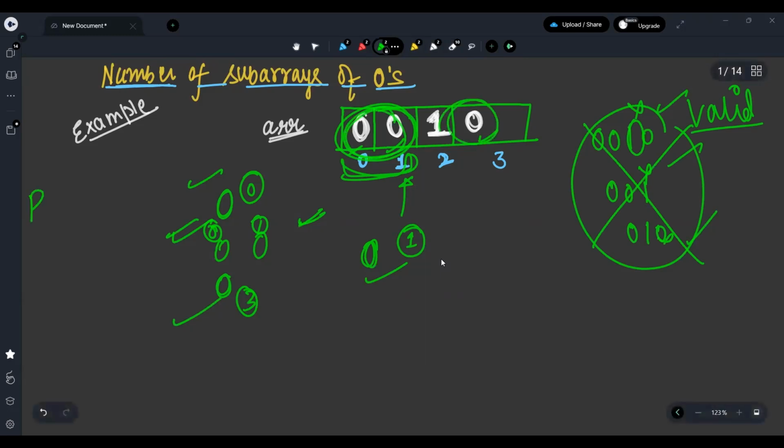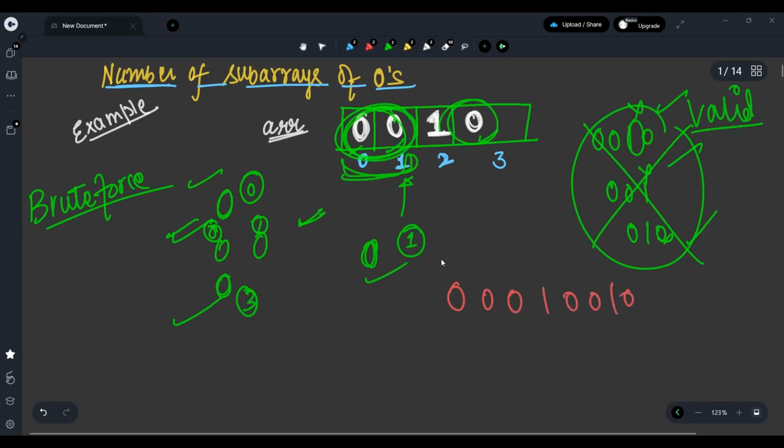So the normal brute force approach can be: we go to every index and count the number of subarrays. Like here is 0, 0, 1, 0, 0, 1, 0. So I will go here. Let's say 0. This 0 will say, I am contiguous. Yes. These two 0. I am at this index and I am traversing 0, 0. Now 0. Yes, these three are contiguous. So 0, 0, 0.